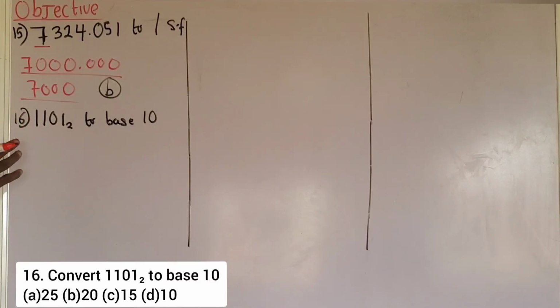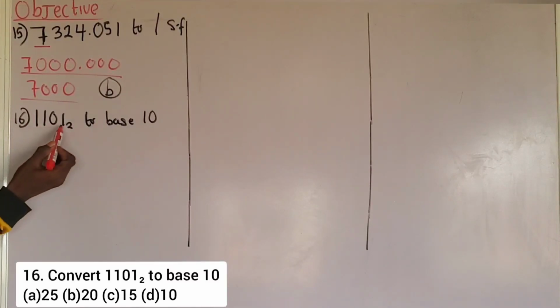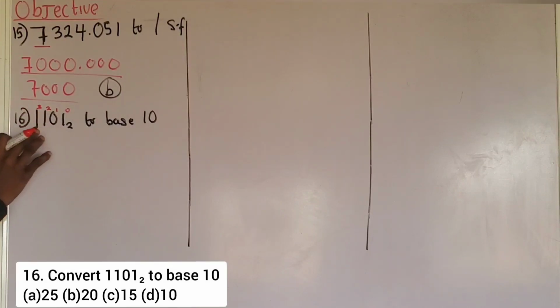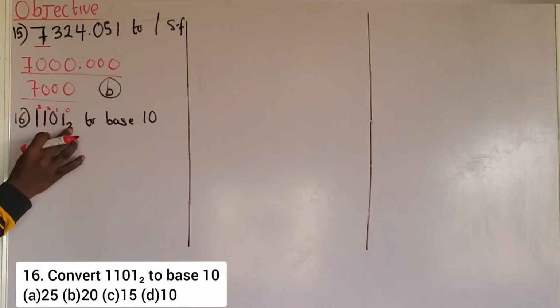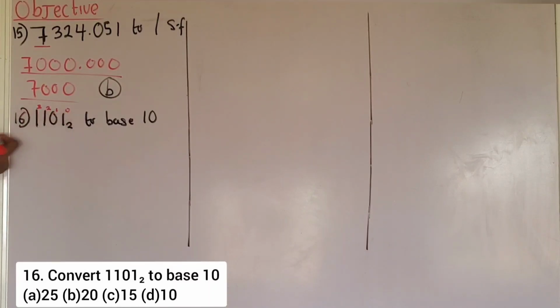The figure is the power to which each 2 that you are going to multiply by the binary digits will be raised, so you have to assign some figure to it. Because we have 1 here, we are going to assign 0. The second number, you assign 1. The third, you assign 2. The fourth, you assign 3. By the time you multiply 1101 by the base, each 2 is going to take the power that you assigned.